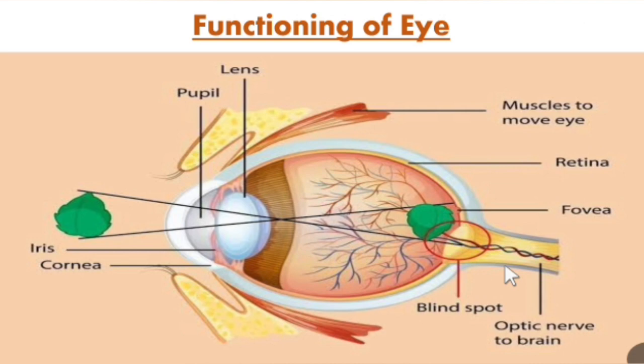How do you see? Let me explain to you. Suppose this is an object. You know that this is a green leaf. So the light rays that are hitting this leaf are reflected, and they're directed towards the eye.